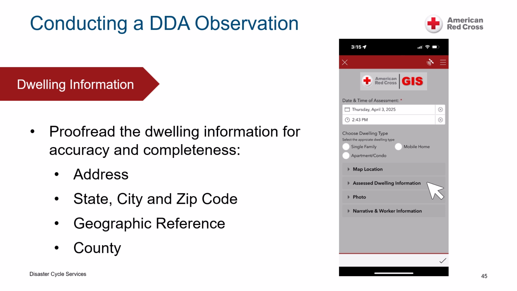If the address information did not accurately autofill after pinning the location, you will need to type in the required information for the address, including the unit or lot number, state, city, zip code, and county.